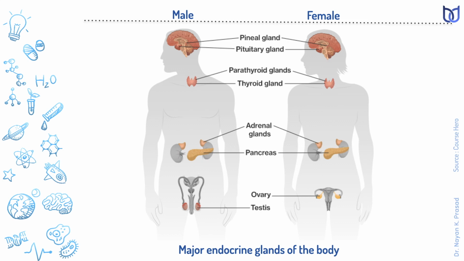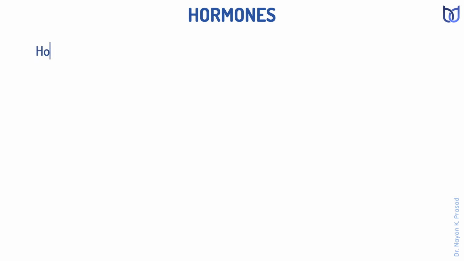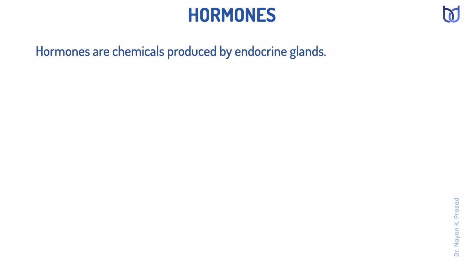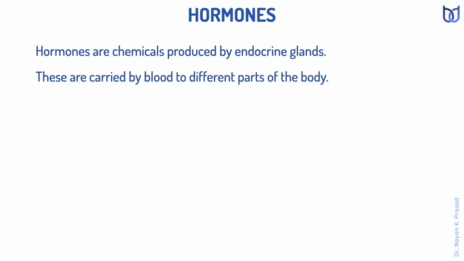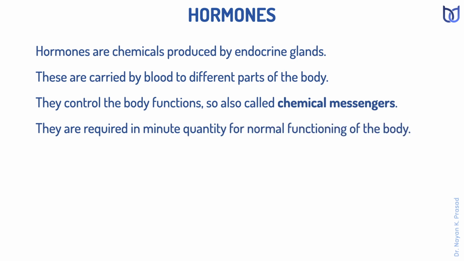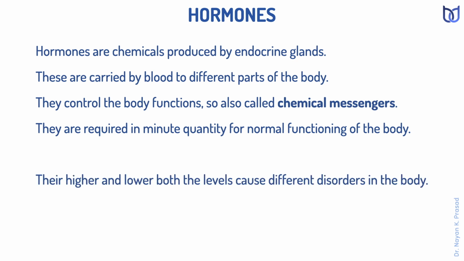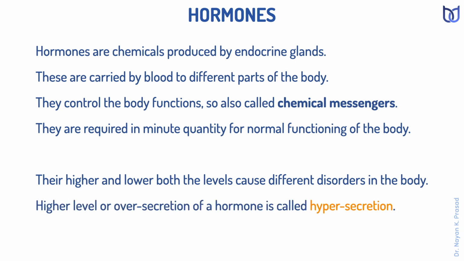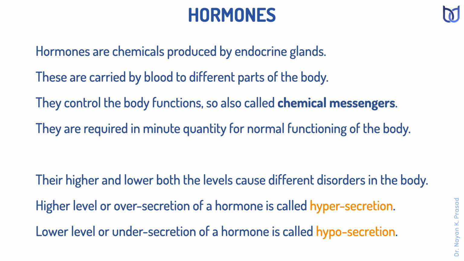Before starting the study of different endocrine glands, let us see the hormones. Remember, hormones are chemicals produced by endocrine glands. So we can say hormones are the secretions of endocrine glands. As endocrine glands do not have their own ducts, hormones are carried by blood to different parts of the body. Hormones control the body functions, so they are also called chemical messengers. They are required in minute quantity for normal functioning of the body. Both higher and lower levels cause different disorders in the body. Higher level or oversecretion of a hormone is called hypersecretion, while lower level or undersecretion of a hormone is called hyposecretion.